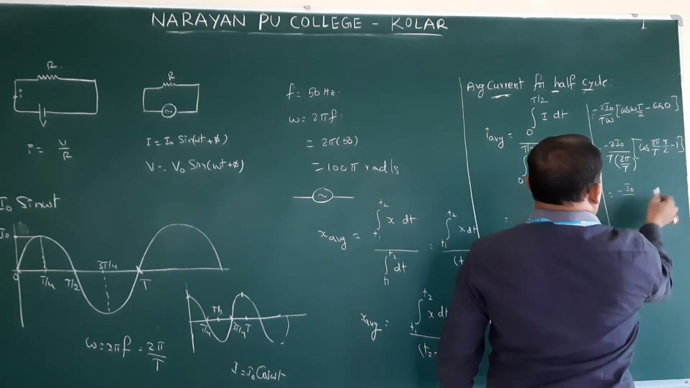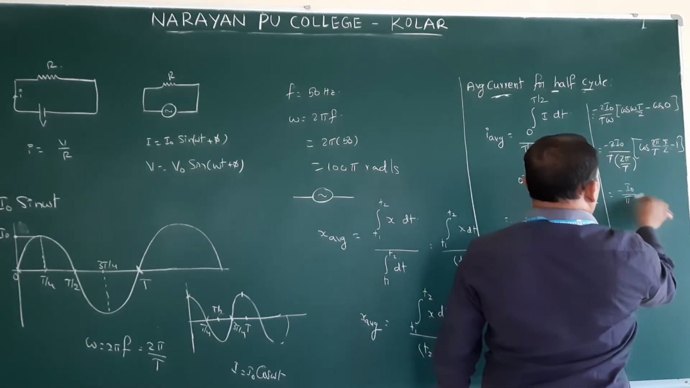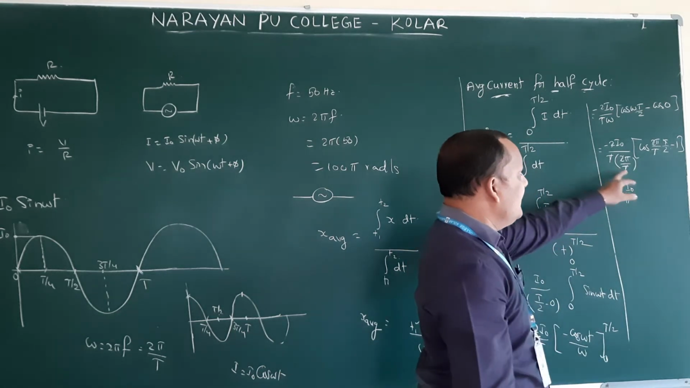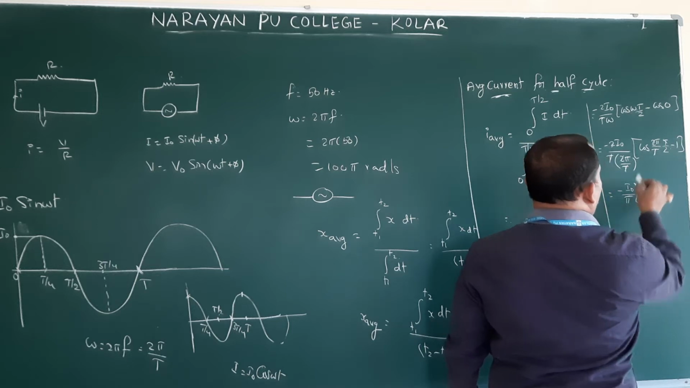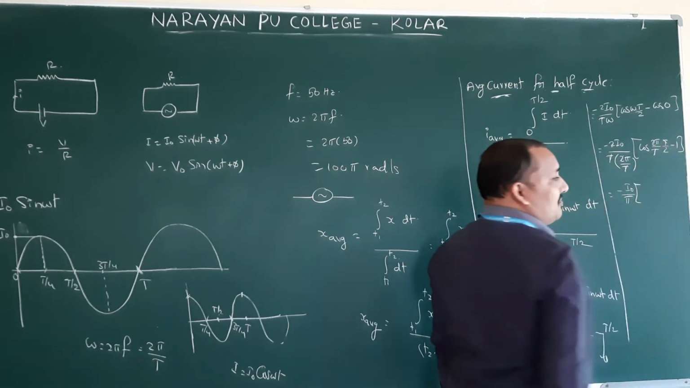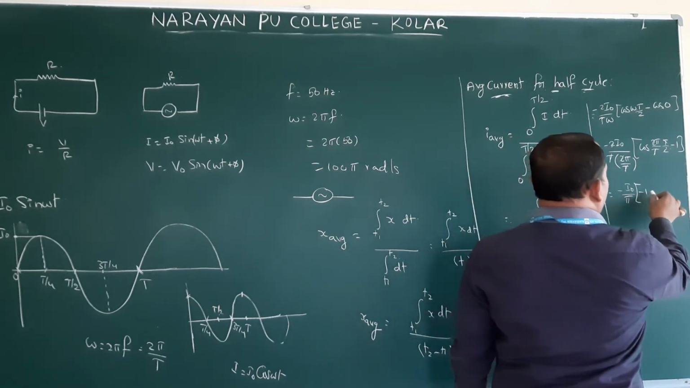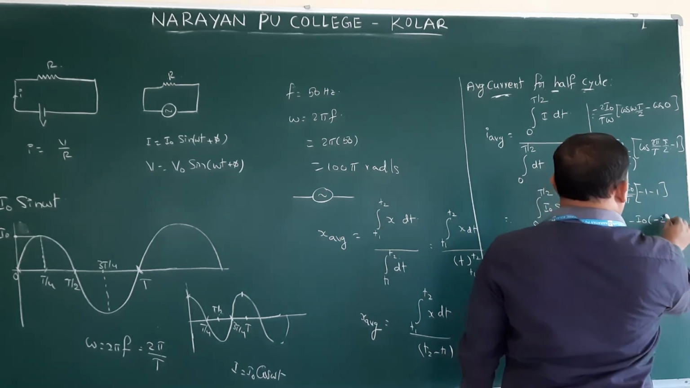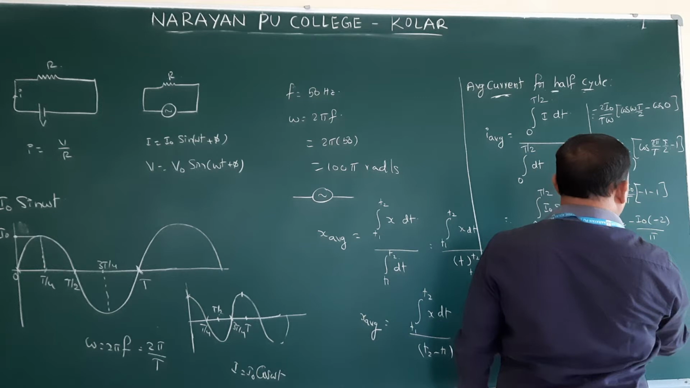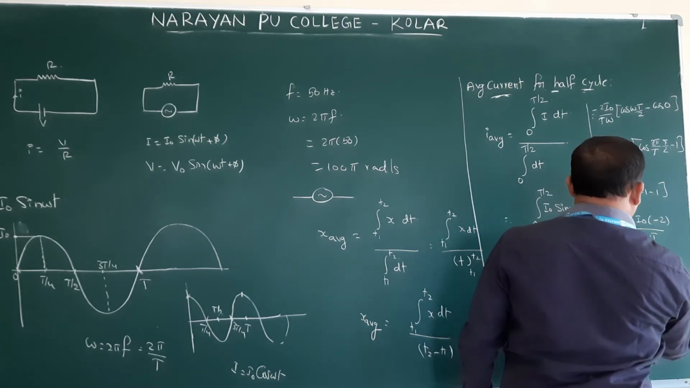Minus I naught by this value, which is pi, isn't it? T cancels, 2 cancels. Minus I naught by pi, cos pi. Cos 180 value is minus 1. Minus 1 minus 1 is minus 2. Minus into minus gives plus 2 I naught by pi.